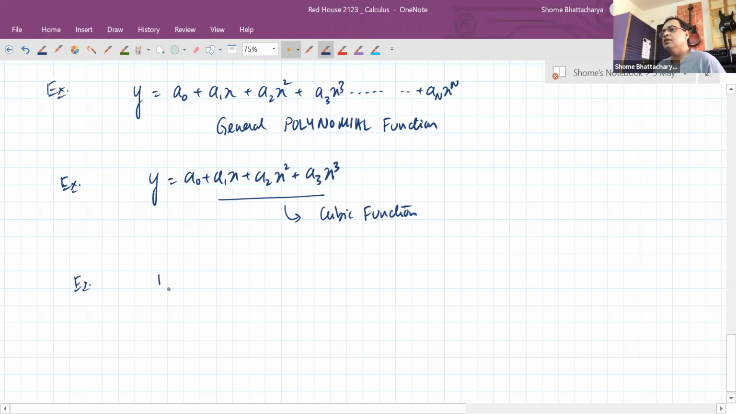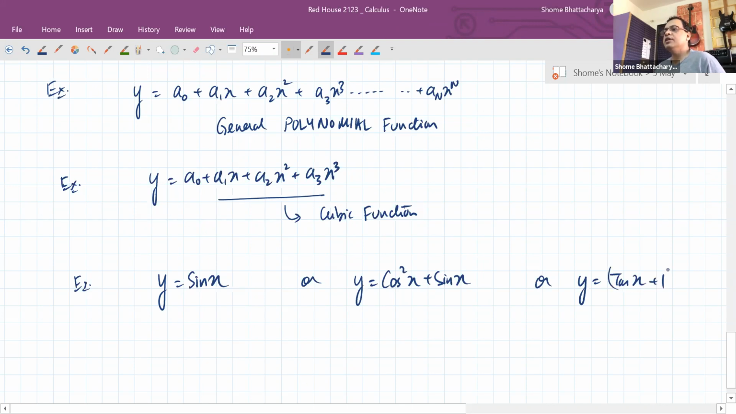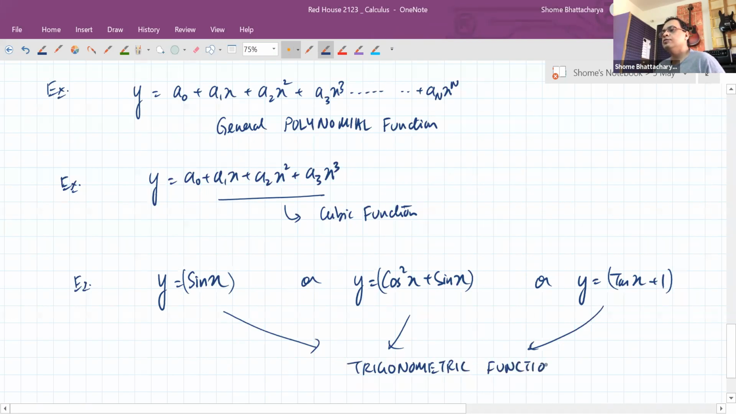Then I can have something like y is equal to sine x, or y is equal to cos square x plus sine x. Or I can have y is equal to tan x plus 1, anything where I'm operating the trigonometric relation on the independent variable x. So these are all examples of what we call trigonometric functions. These are some of the things we'll be studying as we go along.